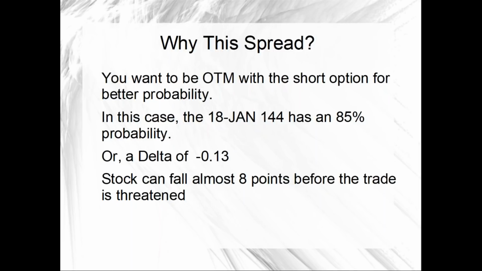And we of course purchased the 142 in order to give us that lower margin and only have to put up $177 or $200 requirement per contract. And again, if you did 10 contracts, it'd be $2,000.